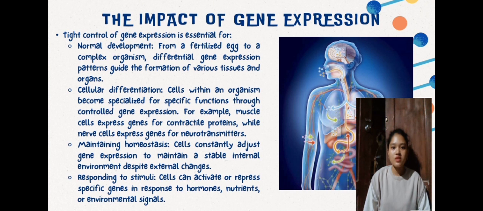Tight control of gene expression is also crucial for maintaining homeostasis, the stable internal environment that cells and organisms require to function properly. For example, cells can adjust gene expression to regulate body temperature or maintain blood sugar levels within a normal range. Finally, gene expression allows cells to respond to various stimuli. When exposed to hormones, nutrients, or environmental signals, cells can activate or repress specific genes as needed to adapt and survive.